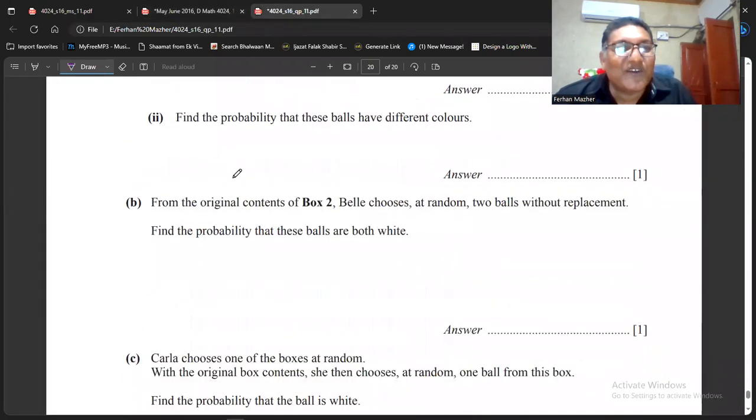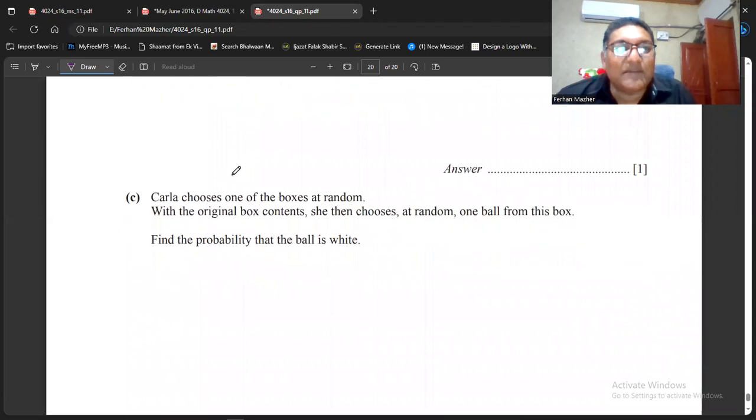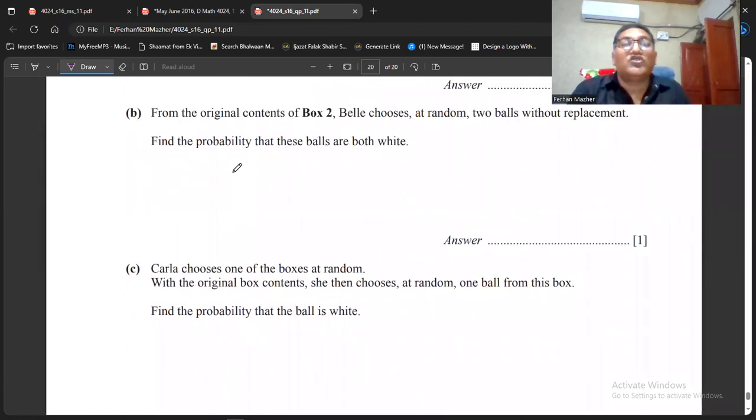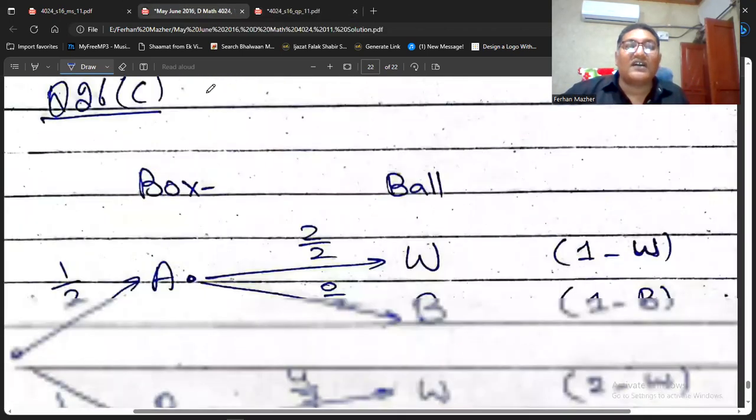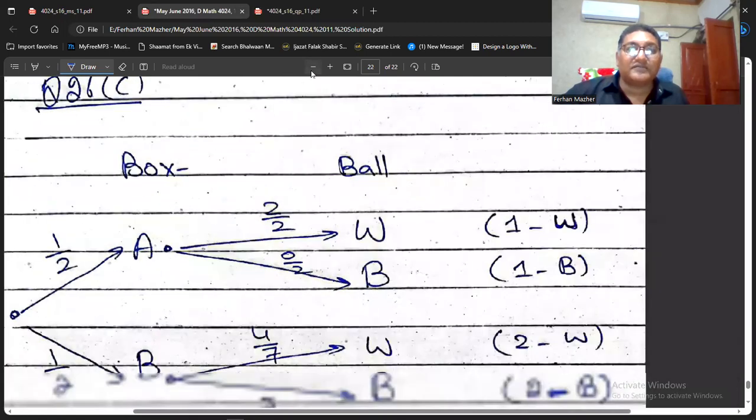Okay, so we are going to the question number 26, it's C part. It says Carla chooses one of the boxes at random with the original box content. She then chooses at random 1 ball from this box. Find the probability that ball is white. Okay, so for this purpose, I have drawn a tree diagram here.